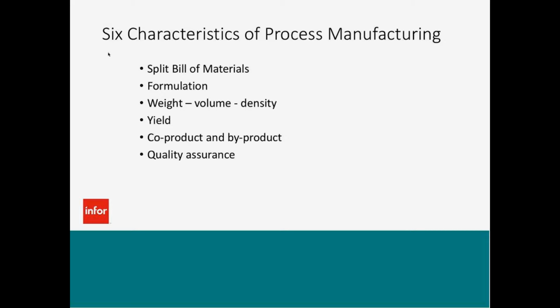Then formulations. Process manufacturers use percentage-based formulations versus bill of materials. We're going to take you back to some high school chemistry. We're going to talk about weight, volume, and density. These are things that typically discrete manufacturers don't deal with, but we as process manufacturers deal with on a regular basis: having different weights and volumes in a formula, and being able to convert those into a certain weight or volume for manufacturing. We're going to talk about production yield, co-products and byproducts, and quality assurance.